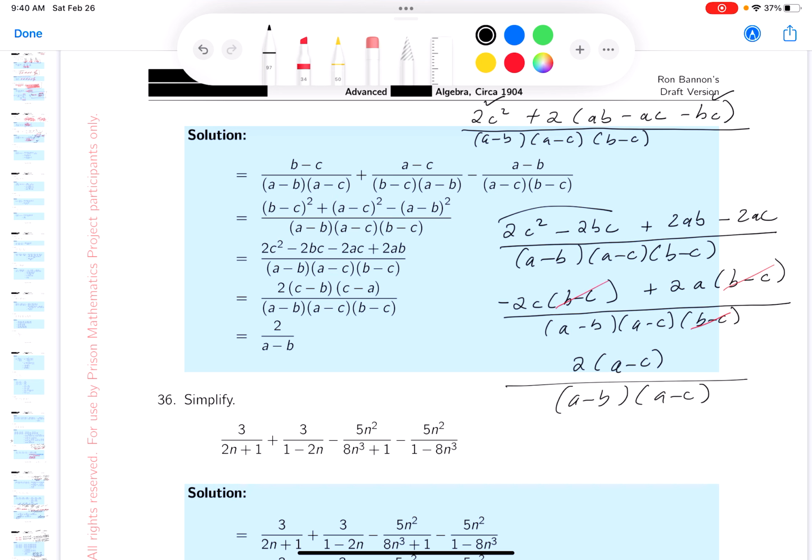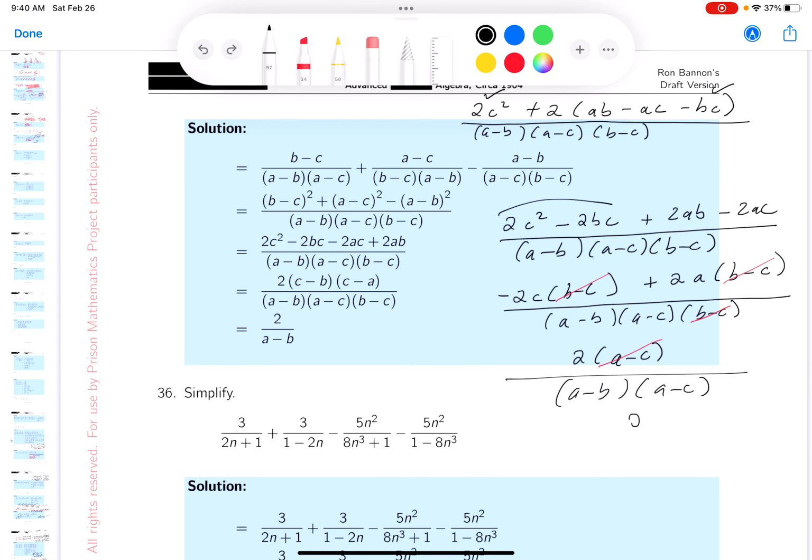And what do I see again? Another cancellation. What are you left off with? Remarkable. You're left off with 2 over A minus B. Long road, but we got there, all right? Are there other roads there? Of course there are. You take the road you like.